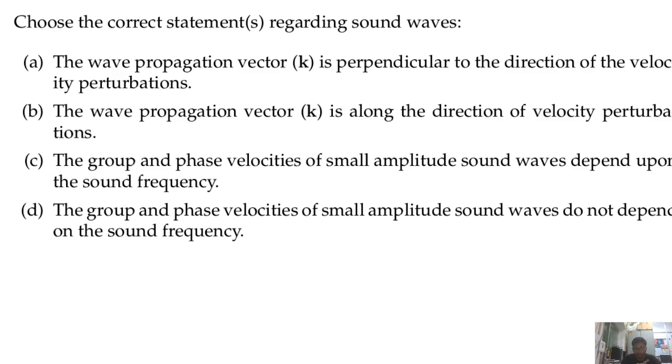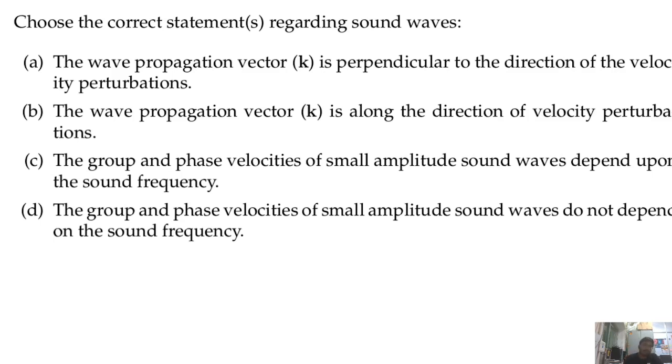So now let's say you have perturbed the velocity, that means you have given some initial velocity to the medium which is in equilibrium otherwise. So how is the wave going to be generated? When you are giving a velocity perturbation, it is a longitudinal wave, so saying the wave propagation vector is perpendicular to the direction of the velocity perturbation is not correct, right? The wave propagation vector is along the direction of velocity perturbations.